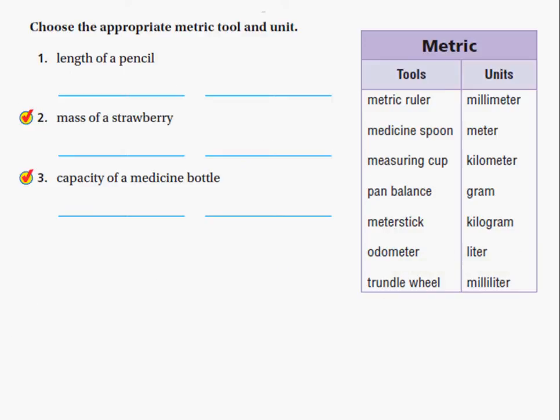Now here's an exercise. It's very similar to what's on the homework. They give us some items, and we're supposed to pick a tool that we would use to measure it and the units we would use when we measure it. So the length of a pencil.